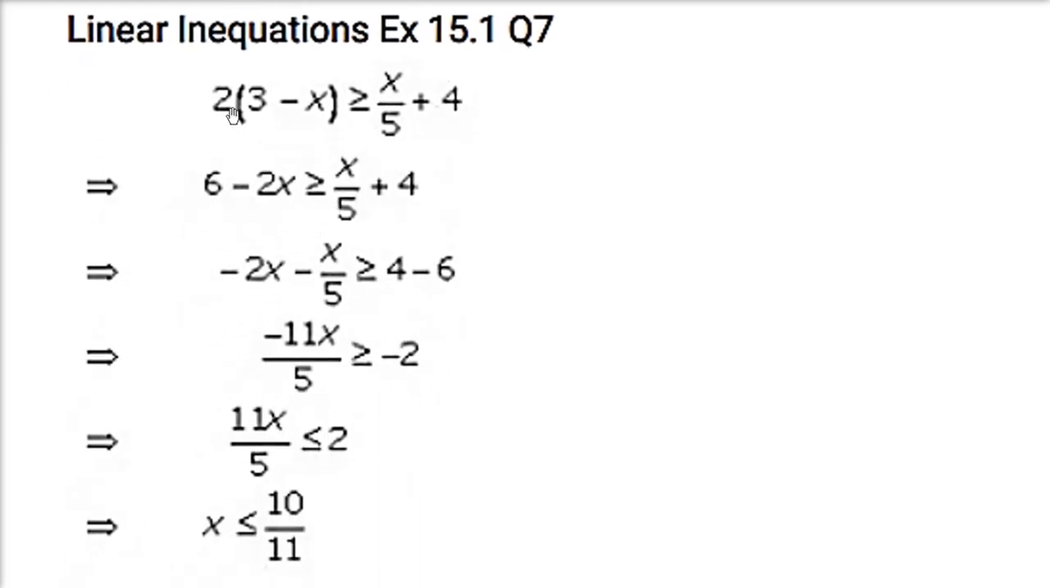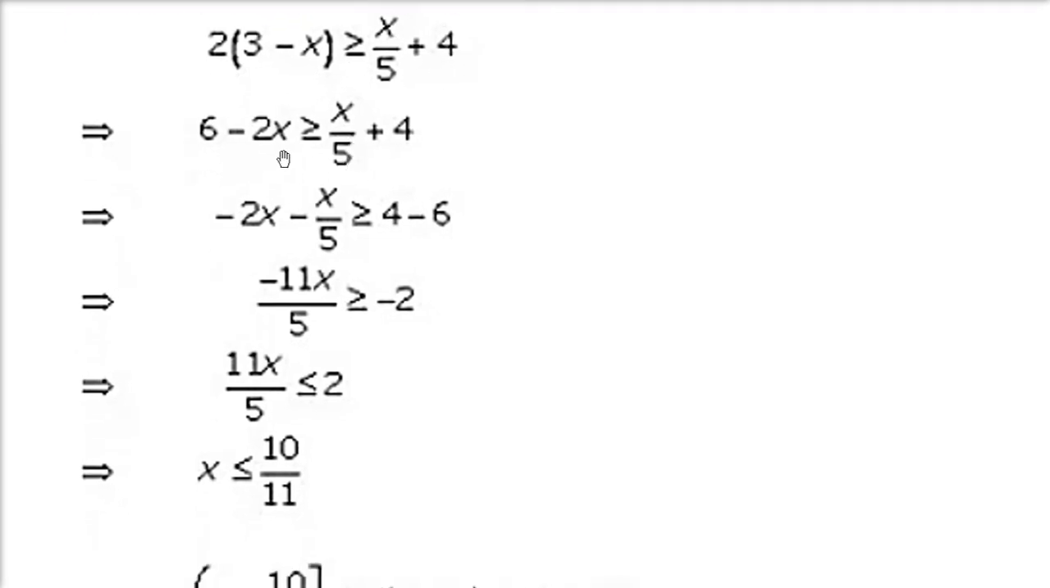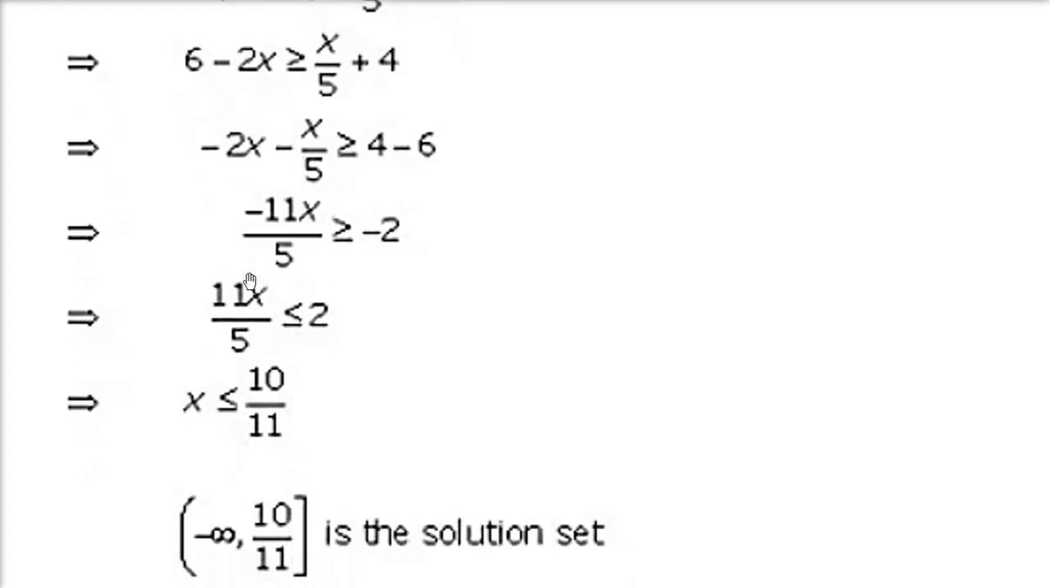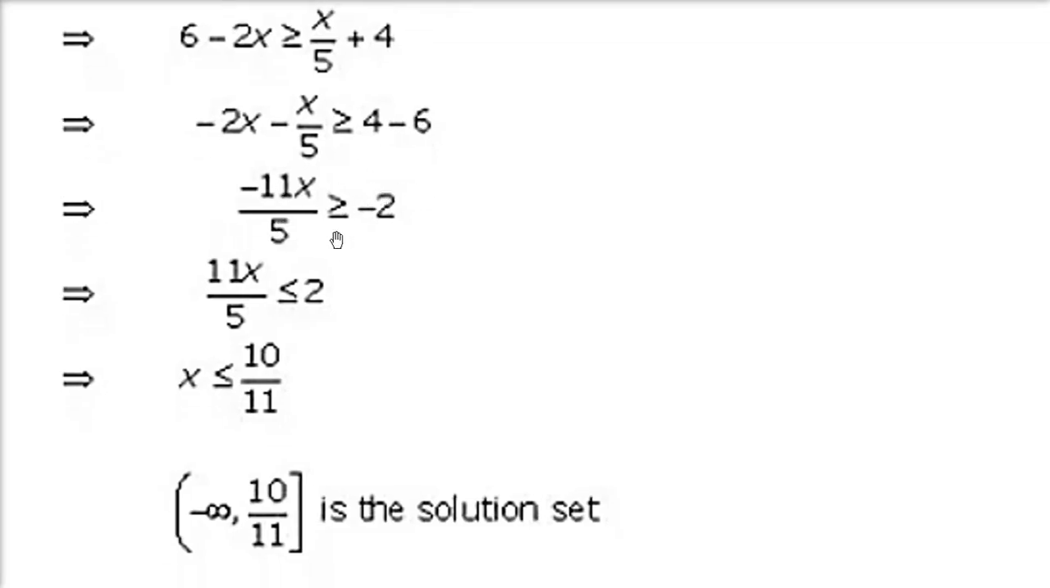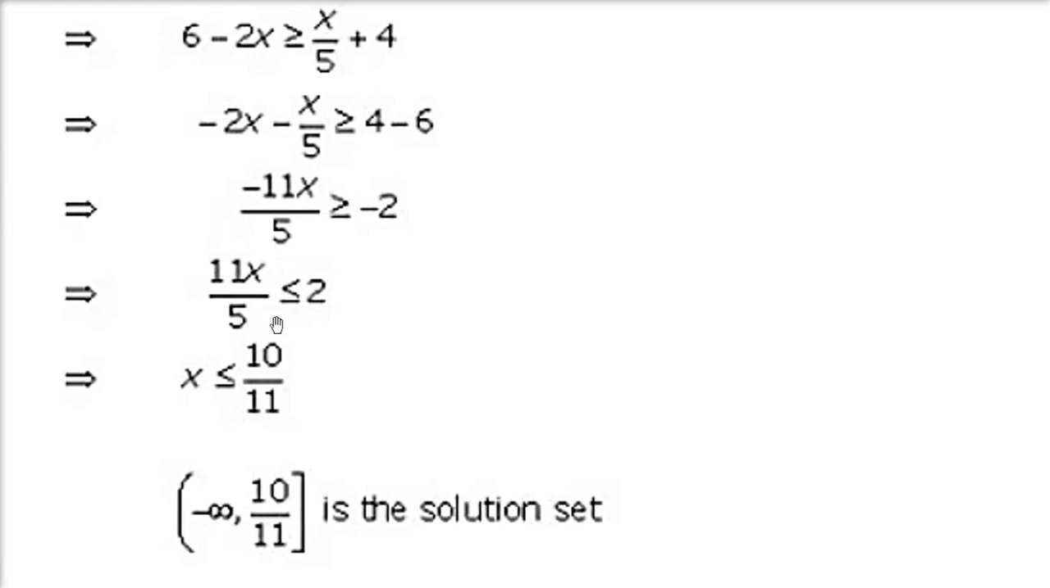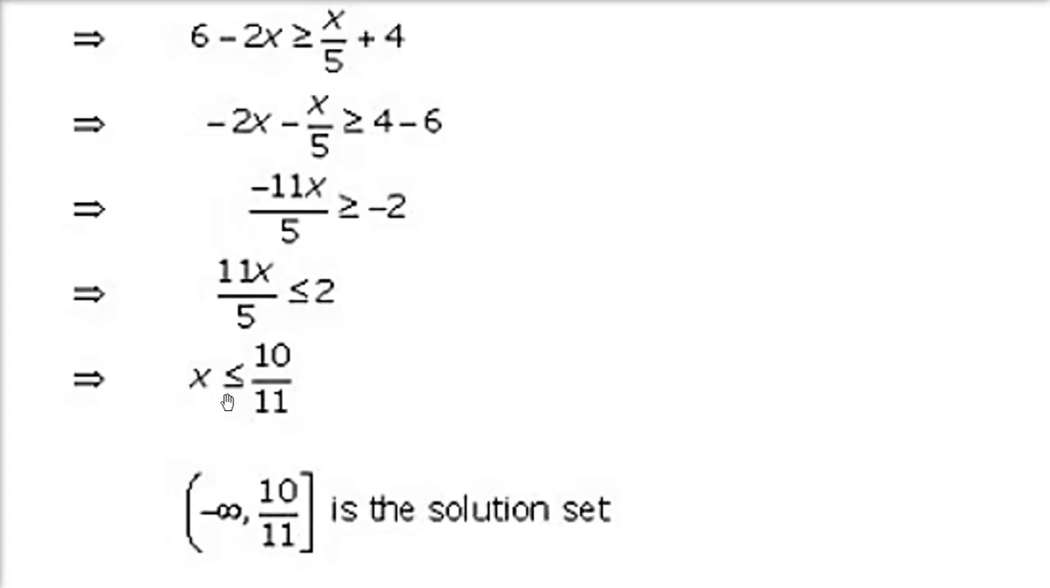Similarly here, this is 6 minus 2x, here x by 5 plus 4. Now you can bring this x by 5 here, 2x, this x by 5 here, and 6 here. So what do you get here? Minus 11x by 5, this is minus 2. Multiply both sides by minus 1. You get 11x by 5 less than or equal to 2, because the sign has changed, because we have multiplied by minus 1 both sides. Now multiply both sides by 5 by 11. So what do you get? x is less than or equal to 10 by 11.